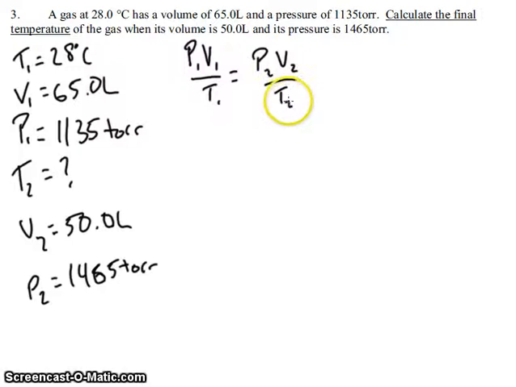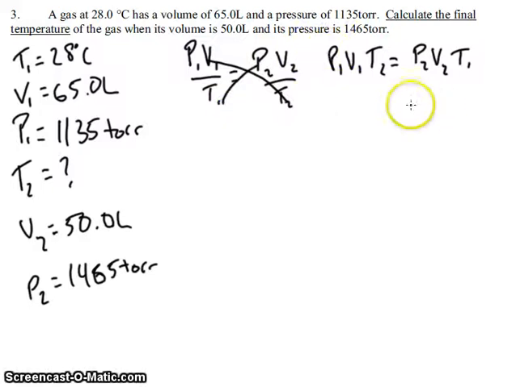We got it down here in the denominator. Anytime I'm looking for a variable that's in a denominator, it just makes life a lot simpler if I just cross multiply it and get rid of the fractions altogether. So if I cross multiply this, I end up with P1 V1 T2 is equal to P2 V2 T1, right?